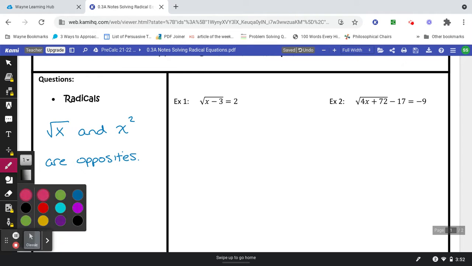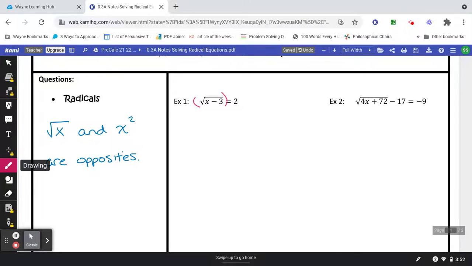So for our first example, we're going to start by squaring both sides. I usually put a parenthesis there. The square root bar and the square on the left go away, getting you x minus 3 equals, and then 2 squared, 2 times itself makes 4. Then you would add 3 to both sides to get an answer of x equals 7.